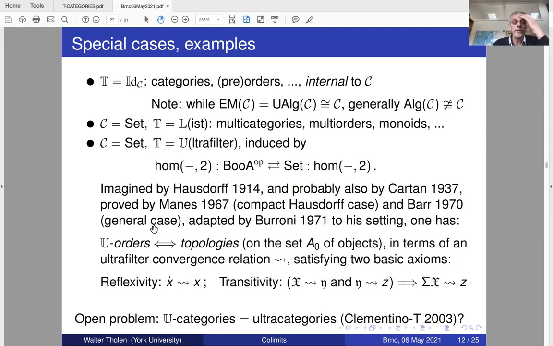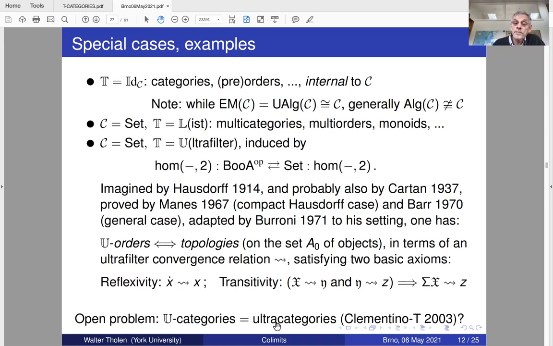Of course, I have talked here only about ultrafilter orders. You could also talk about U categories. And here comes the first confession: I don't actually know what they are. Of course, I can write down what they are.